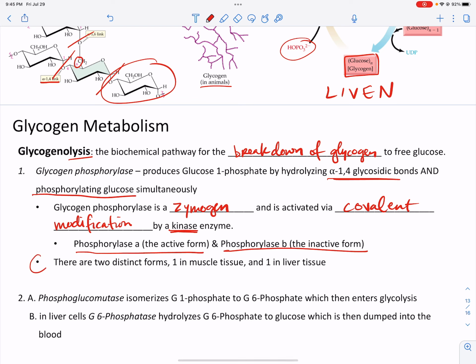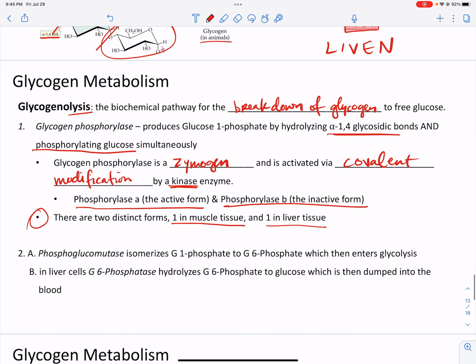And then this last thing down here, there's two distinct forms. Now, I'm not talking about A and B here, the active and the inactive form. I mean, there's two actual unique forms depending on what tissue you're in. So there's one type of glycogen phosphorylase in your muscle tissue. There's another kind in your liver tissue. We're going to talk about why that is. Why do we have two forms of this?